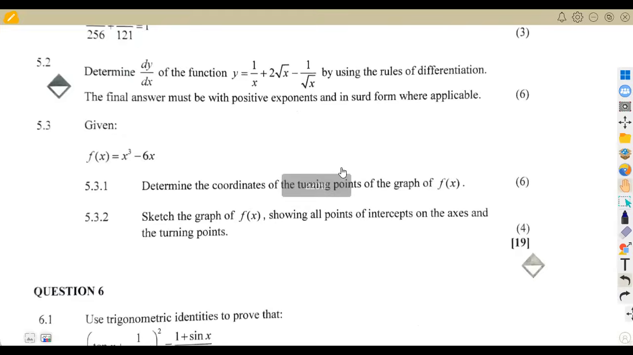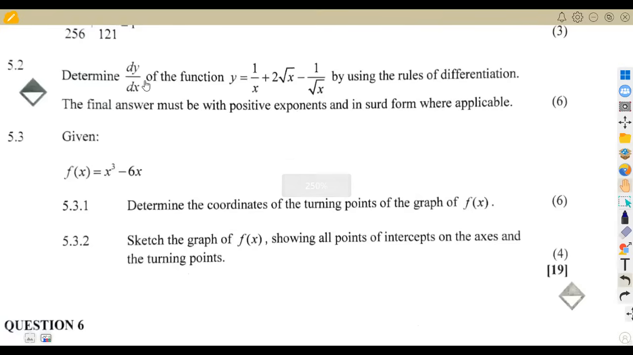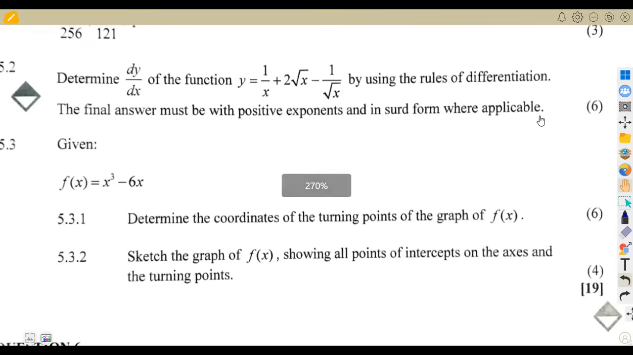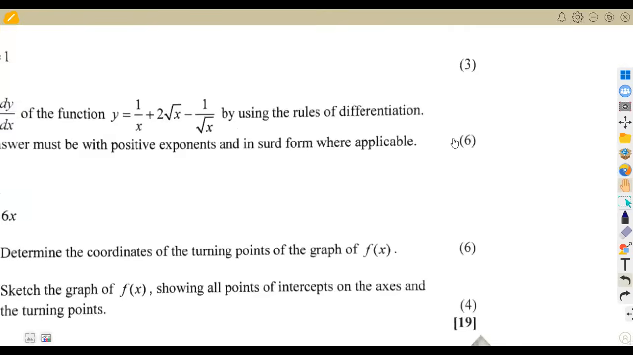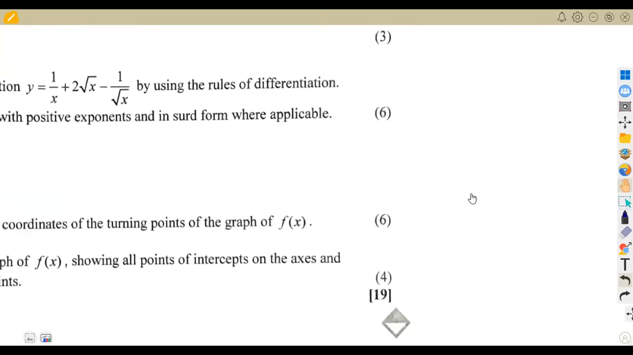5.2, determine dy/dx of the function by using the rules of differentiation. The final answer must be positive exponents and in surd form where applicable. All right, remember I talked about derivatives a lot, guys. All right, no problem. Let us just consider our question we are given. In this case, that is 5.2, y is equal to 1 over x plus 2 square root of x minus 1 over the square root of x.